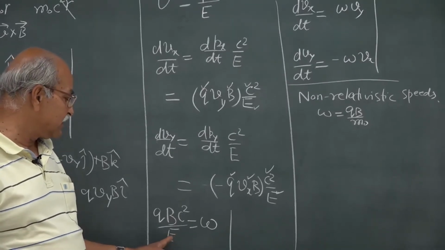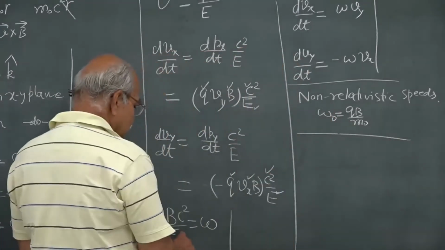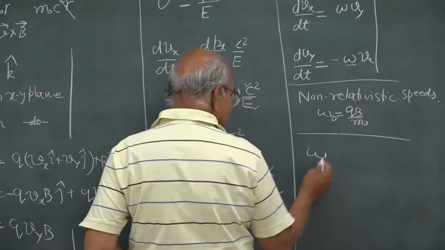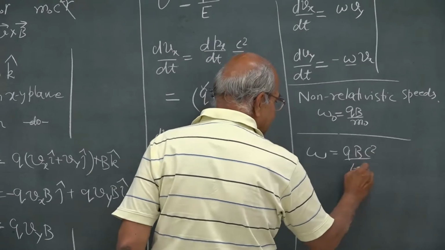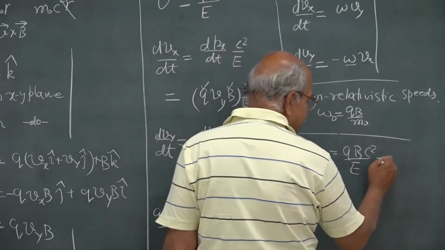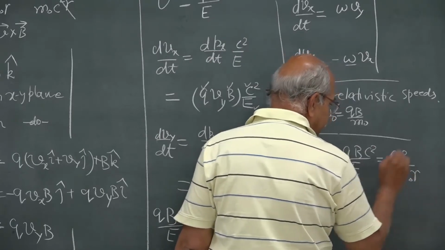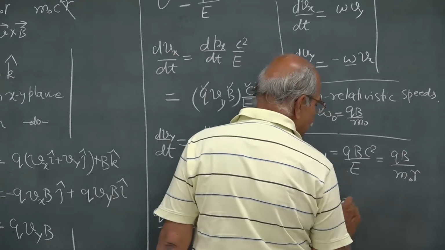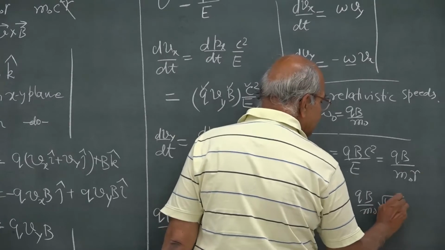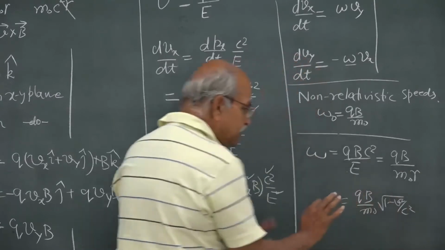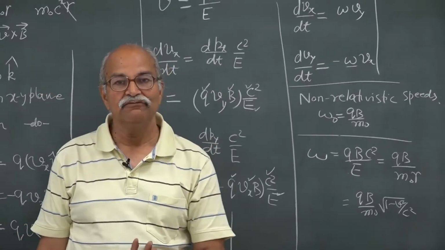This is the total energy, remember, and now you can write this actual omega as qBc² by total energy. But E by c², you know what it is, E by c² is just m naught times gamma. So, it is qB by m naught times square root of 1 minus v²/c². So, with that much of change, it will be the usual circular path in a uniform magnetic field.